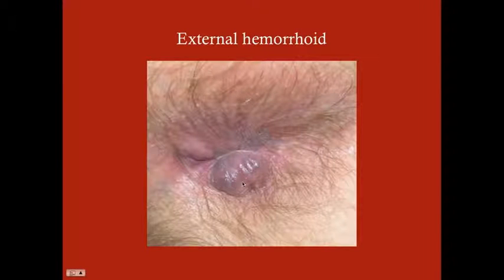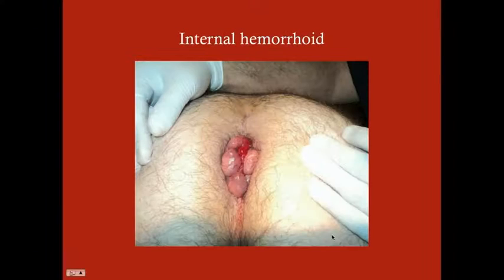Okay, so this is an external hemorrhoid. Of course, this is not going to bleed. And really, I wouldn't imagine you'll be asked to just look at a picture and know what kind of hemorrhoid it is. I mean, this is obviously an external hemorrhoid, but this would also be painful, and that's the dead giveaway that it's an external hemorrhoid. But I'm just showing you these pictures for reference.